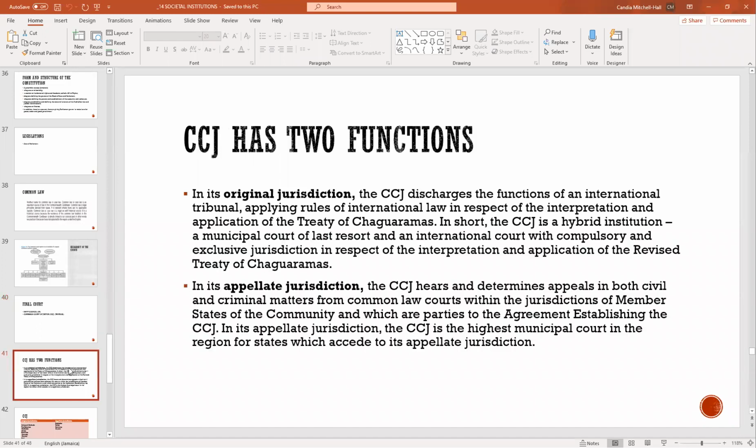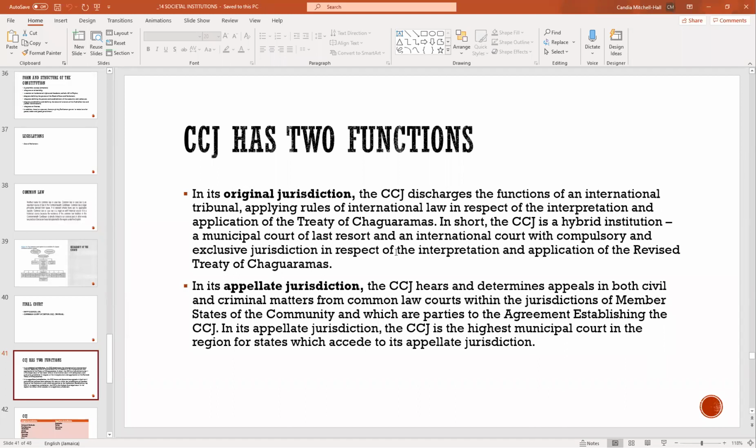Now, there are two functions of the CCJ when it was established. One, it was established in its original jurisdiction, meaning for the CCJ, the Caribbean countries, CARICOM countries or countries who are part of CARICOM, they sign a treaty that is called the Treaty of Chaguaramas. And the Treaty of Chaguaramas said that we should have free trade between the territories, freedom of movement, and all of these different stuff. If a member state should violate the treaty, then you go to the CCJ to get some form of remedy to the problem, right? Or to solve the issue.